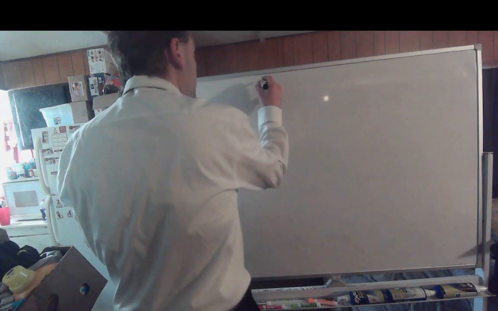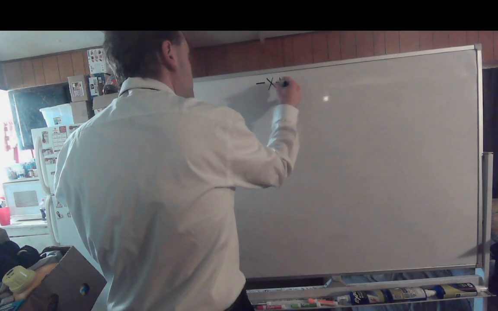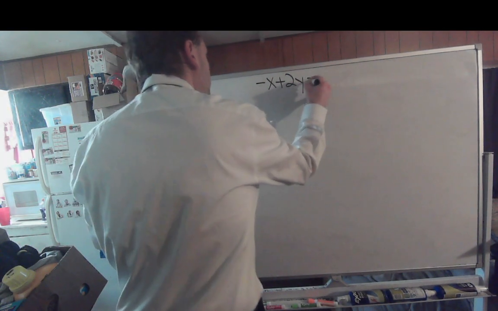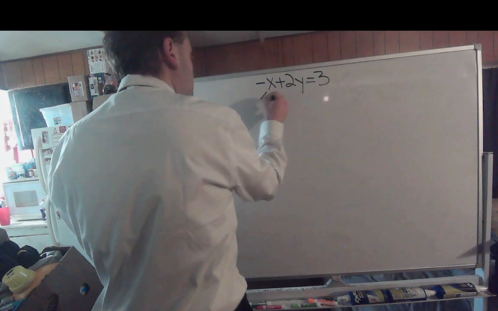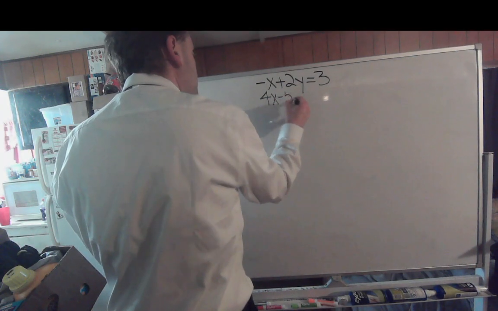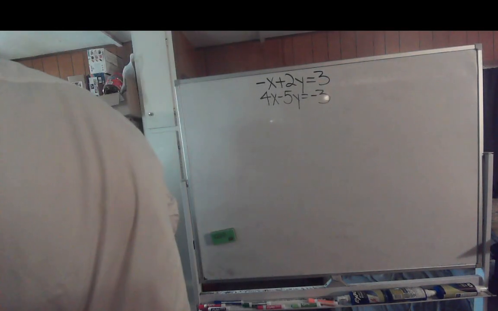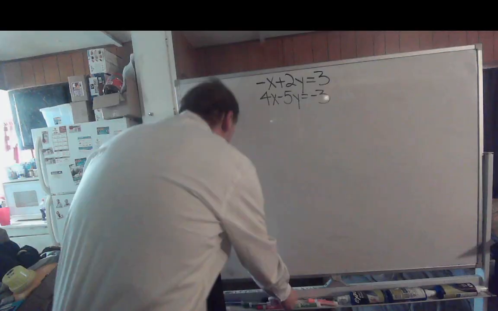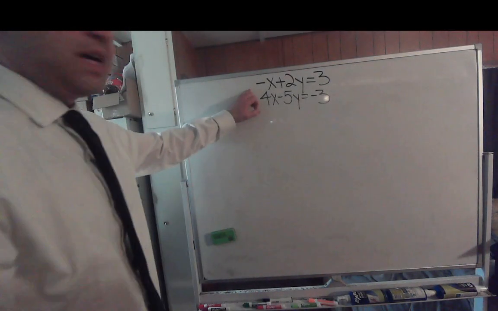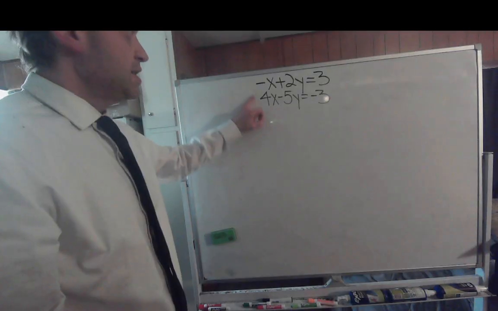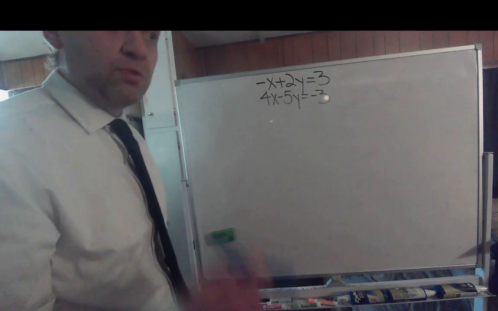Alright, so let's see. We have negative x plus 2y is equal to positive 3. Then we have 4x minus 5y equals negative 3. Alright, so we have this system here. We have negative x plus 2y equals 3, and then 4x minus 5y equals negative 3.